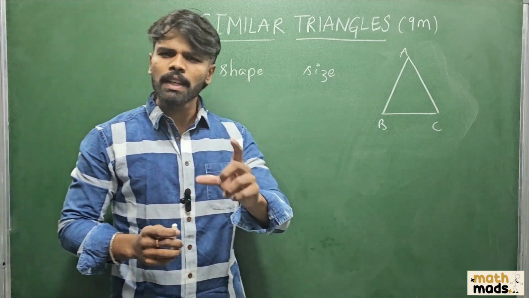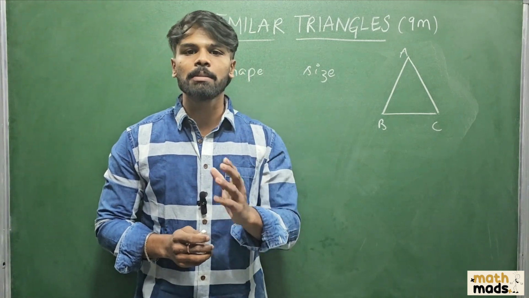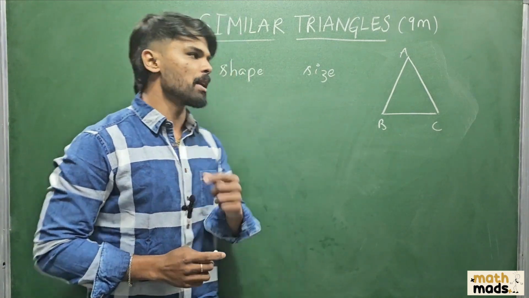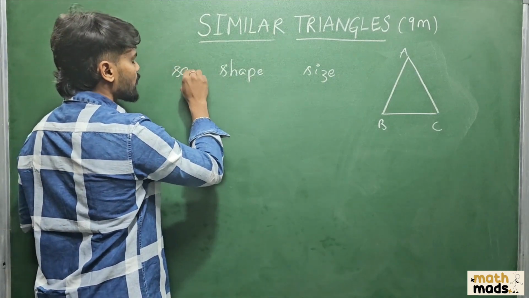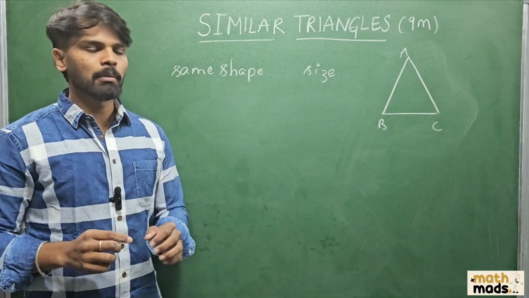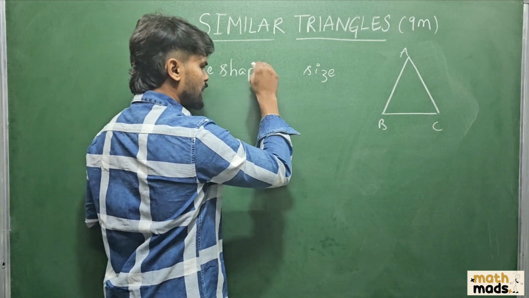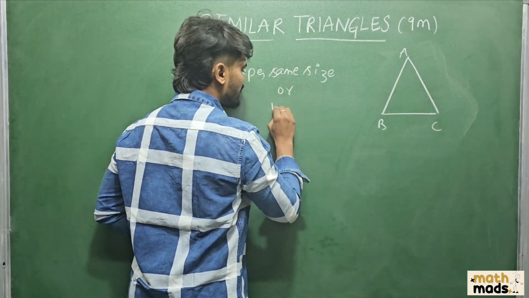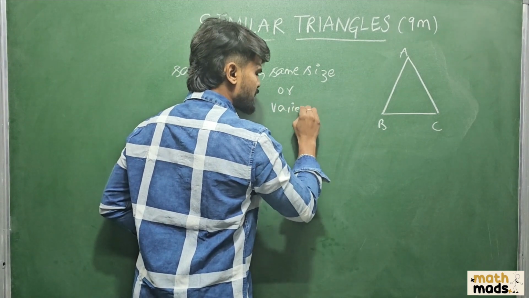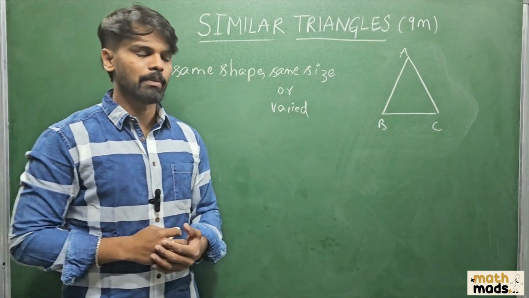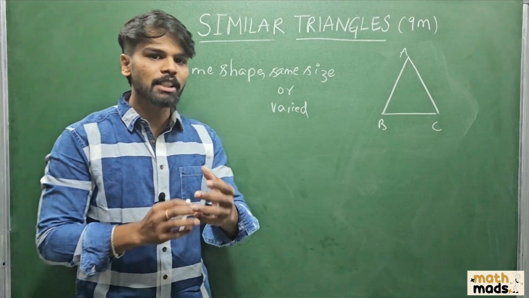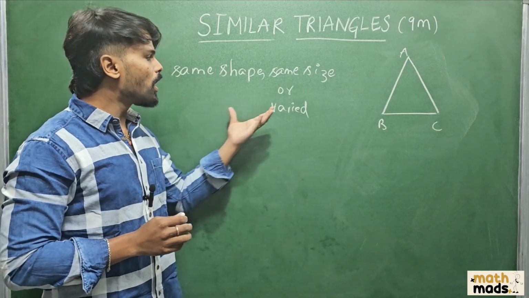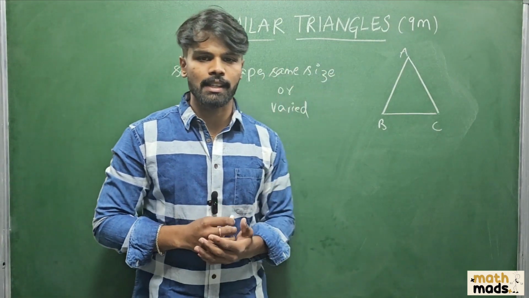Correct? Now, one thing here is compulsion. It should compulsorily be the same. Which is that thing? Shape. Shape should be compulsorily the same. But what happens to size? It can be the same or it can be varied. So it should not necessarily be the same. So triangles are said to be similar if they have the same shape and the same or different size.